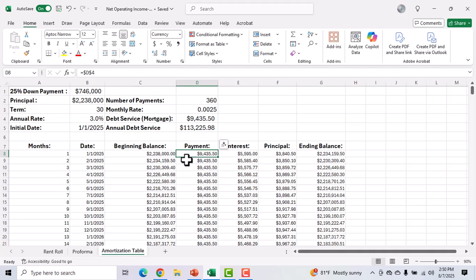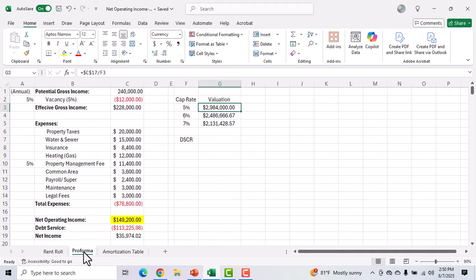So I'm going to head back over to my pro forma, and you'll see here the debt service amount is going to be $113,225, and that's going to be that 9,000 number multiplied by 12. All right, so as mentioned earlier, the actual formula for calculating the debt service coverage ratio is going to be the net operating income divided by the debt service.